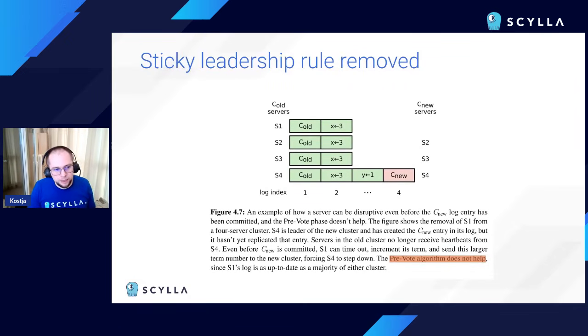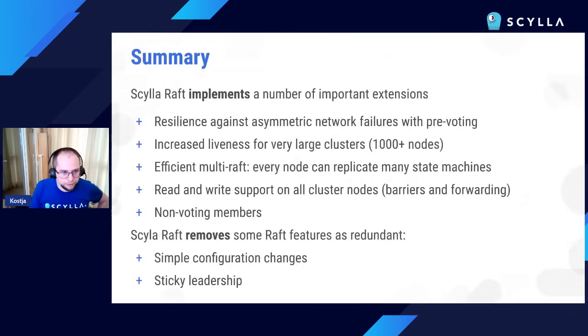All of this combined allowed us to actually simplify some parts of the Raft. Both pre-voting and joint configuration changes are optional in vanilla Raft, but they are mandatory in our implementation, and it is the only way we do it in Scylla. That allowed us to remove some parts of the implementation, making the protocol simpler and more reliable.